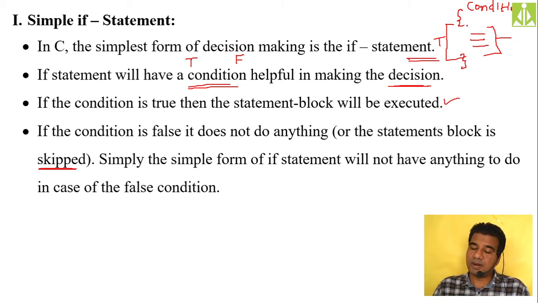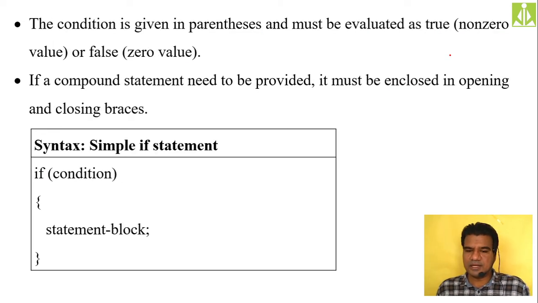It will simply skip. But if the condition is true, it has to consider this block and it has to execute this block. Hopefully you understood. In case the condition is false, it doesn't have anything to do, but if the condition is true, it needs to consider the immediate block, the true block, and it has to execute that true block. Hopefully you understood.